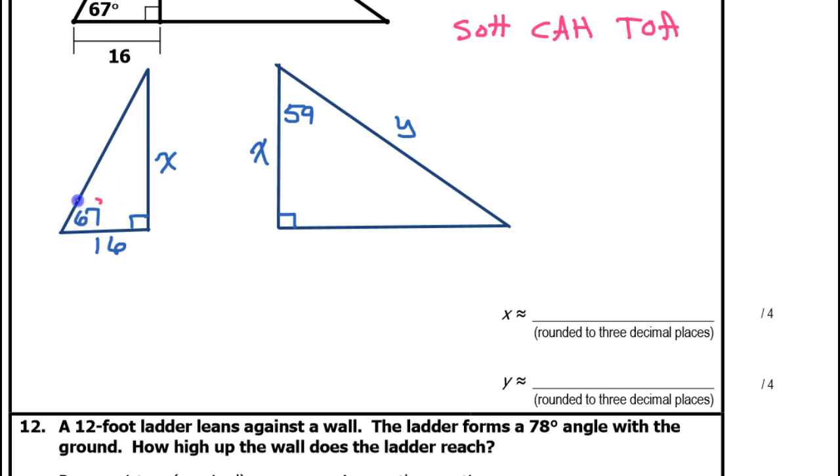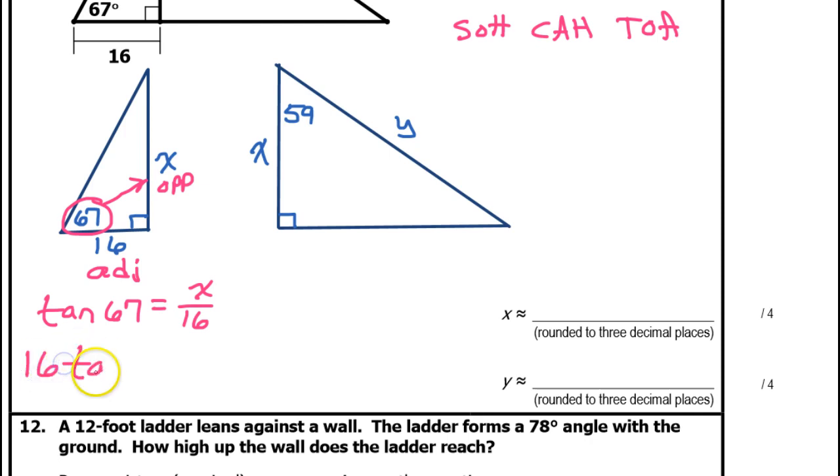If I circle this angle and draw an arrow, that tells me that this is the opposite leg. This is the adjacent leg. I know that this is the hypotenuse, so that's not the adjacent leg, it's this one. Alright, so I've got opposite and adjacent. That is the tangent function. So I'm going to write tangent 67 is equal to opposite over adjacent. Now, when the variable is in the top, that's when you multiply both sides by the denominator. So multiplying by 16 will give me 16 tangent 67 is equal to x.